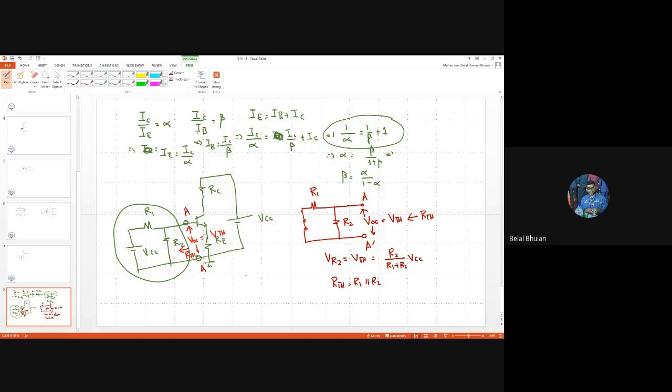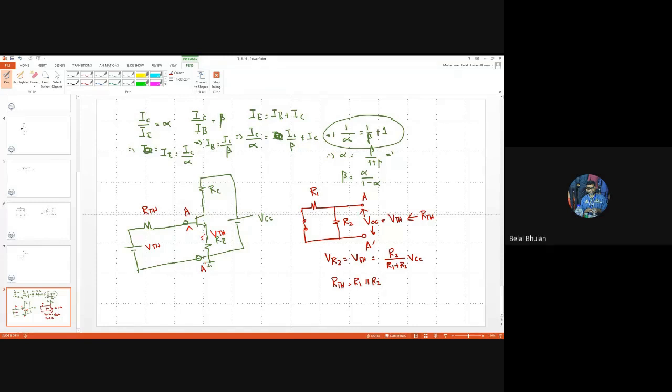Now that we have obtained Thevenin's equivalent, I will replace it. So let's replace the circuit with the Thevenin's equivalent circuit. This is our RTH and VTH, and at the A prime terminal the rest of the circuit will be connected. So now we have simplified the circuit, haven't we? Yes, sir.